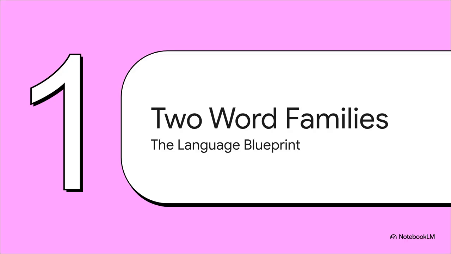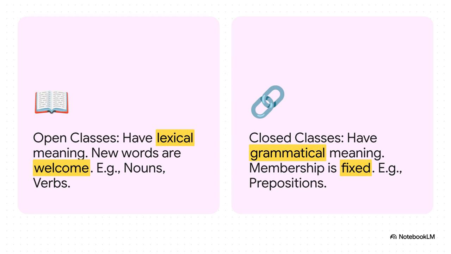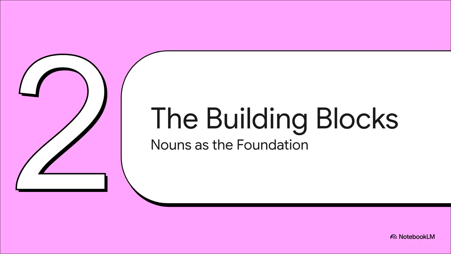So let's start with the master blueprint. At the highest level, every word in the English language, and I mean every word, falls into one of two major families. And understanding this big picture distinction, it's the key to everything else. Okay, so these two families are the open and the closed classes. Think of the open classes as your main building materials. The nouns and verbs that carry all the core meaning. We're adding to this pile all the time with new words like Googling or selfie. But then you've got the closed classes. These are the connectors, the mortar, the nails, the wiring. Their job is purely grammatical. And here's the catch. You can't just invent a new one. That membership is fixed.